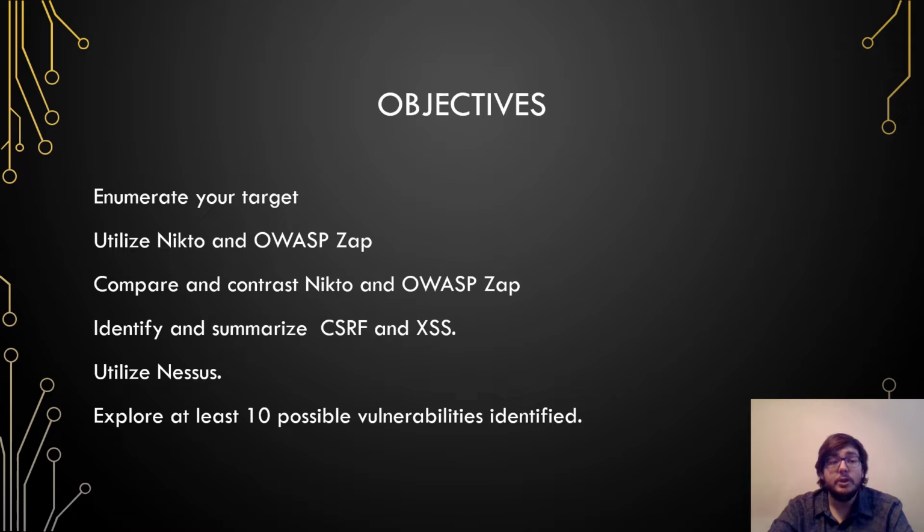Objectives. Enumerate your target. Utilize Nikto and OWASP Zap. Compare and contrast Nikto and Zap. Identify and summarize CSRF and XSS. Utilize Nessus and explore at least 10 possible vulnerabilities identified throughout.